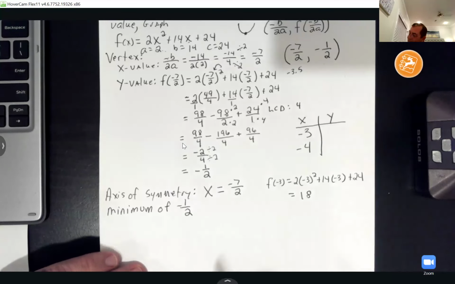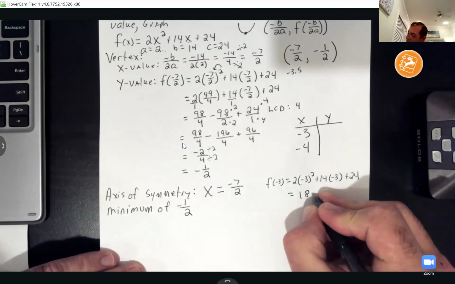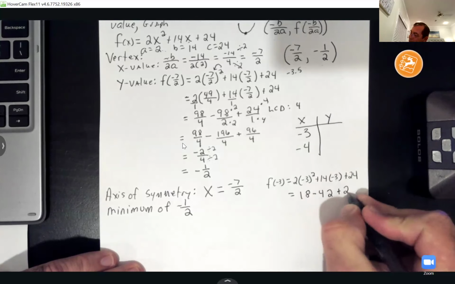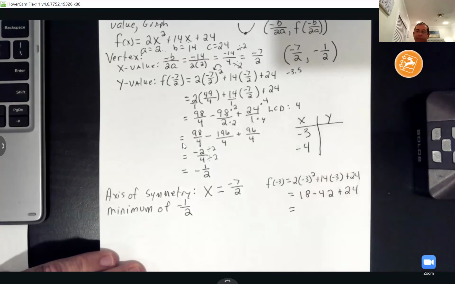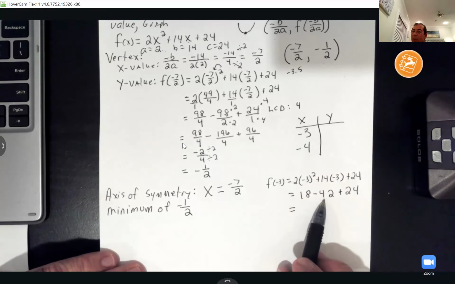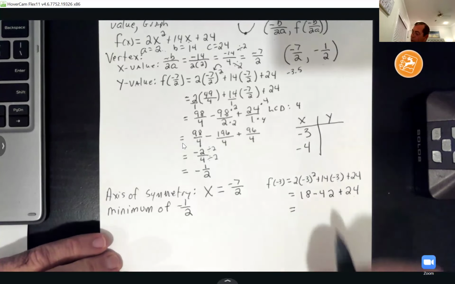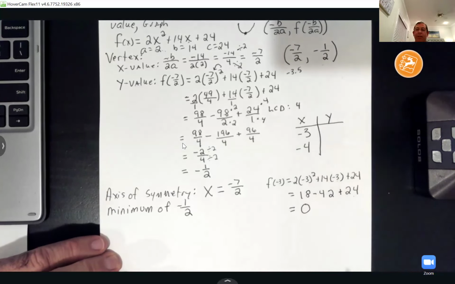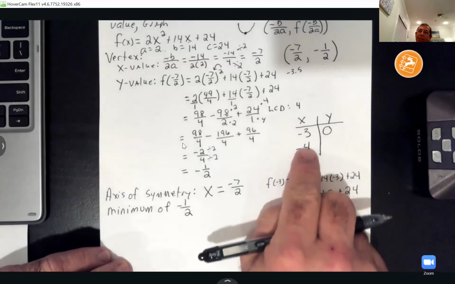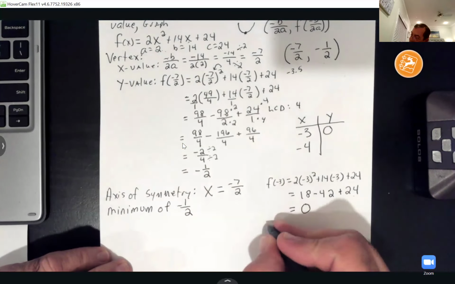Are y'all with me? 14 times -3 gives me a -42, and then plus my 24. So let's see what we get. 18 minus 42 is a -24 plus 24, which gives me a 0. So we'll get the same values the calculator had. We're just having to plug our x's into that and getting those values.